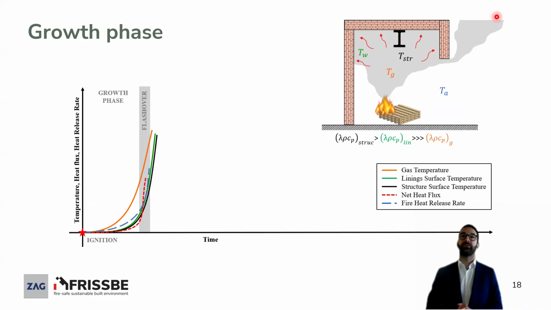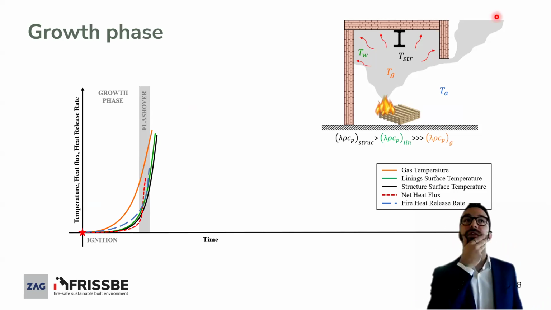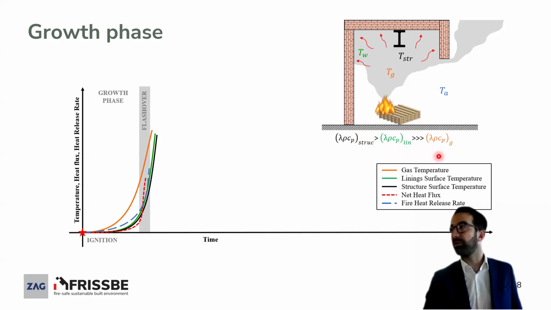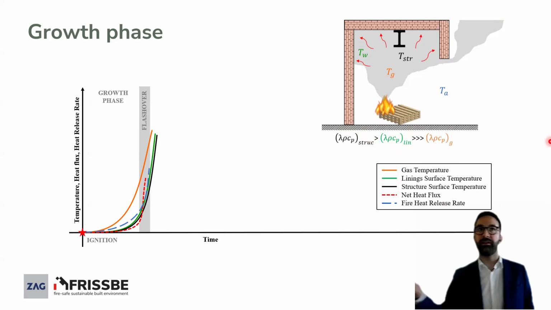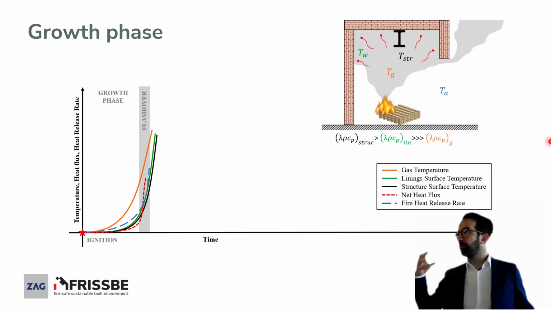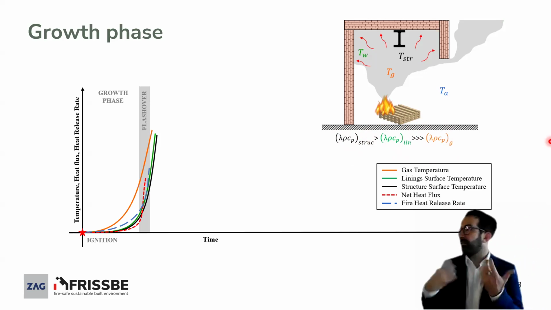What you see then is the curve of the net heat flux, and these are the two curves that would represent the evolution of the linings and the structure surface. In this picture, I made an assumption that the thermal inertia of the structure is much higher than the thermal inertia of the linings, which is much higher than the thermal inertia of the gases. It means that the material with the highest thermal inertia responds more slowly to what actually happens in its environment.